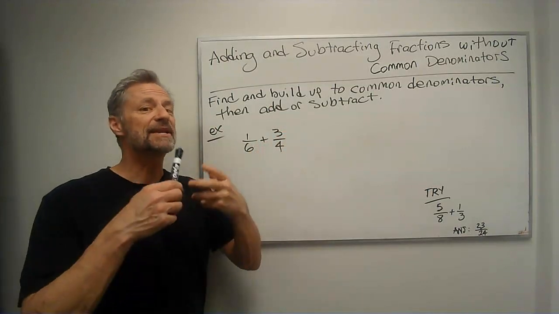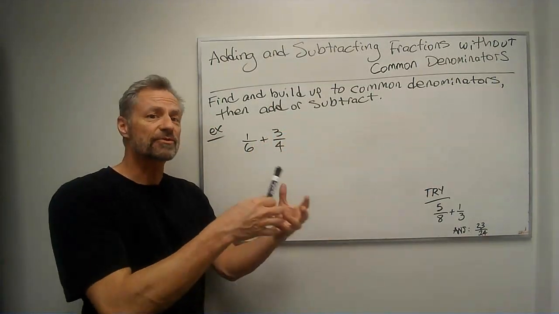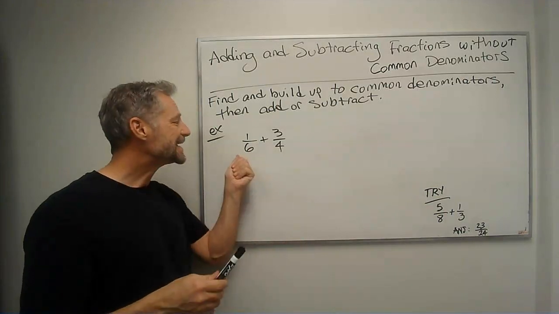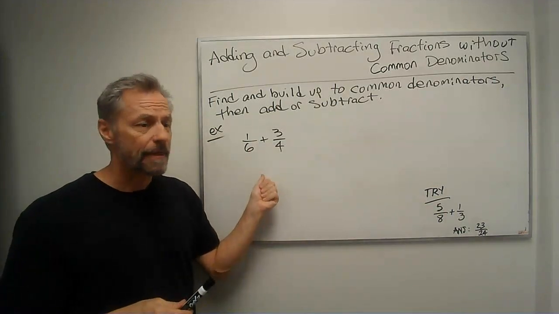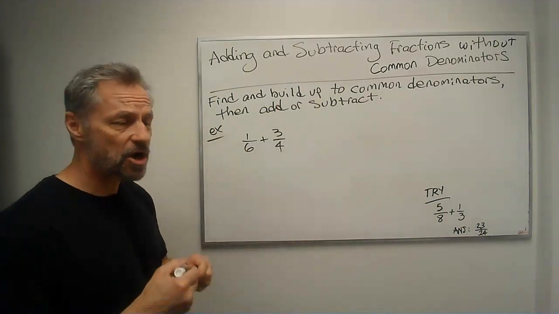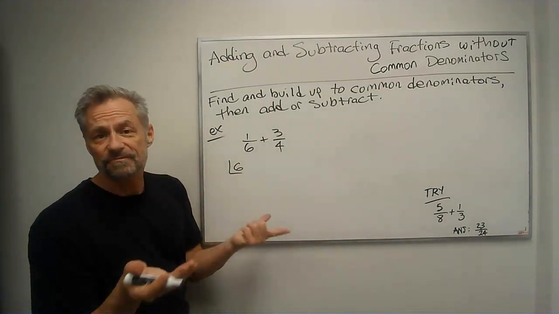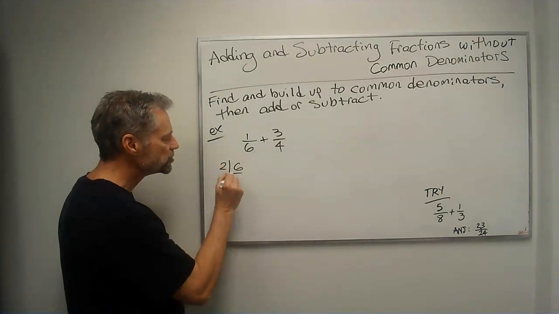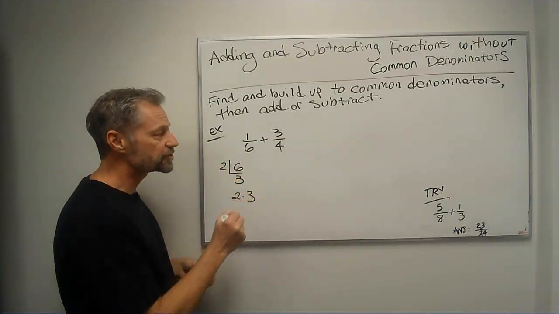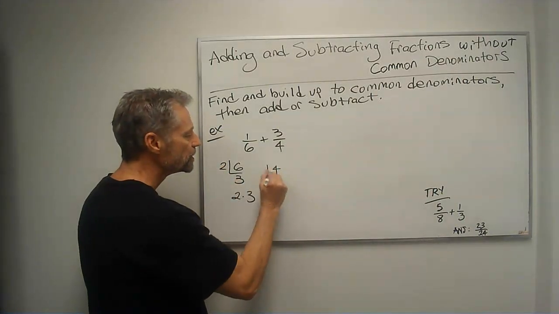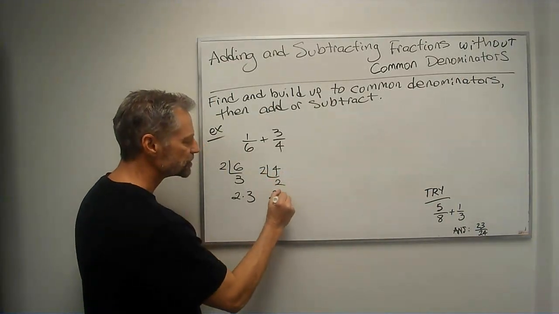And remember, you cannot add straight across with fractions or subtract unless you have a common denominator. So the first thing I'm going to do is find the common denominator. I'm going to take this 6, find out what the factors are. Well, 2 goes in there 3 times, so that's just 2 times 3. With 4, 2 goes in there twice, so it's 2 times 2.